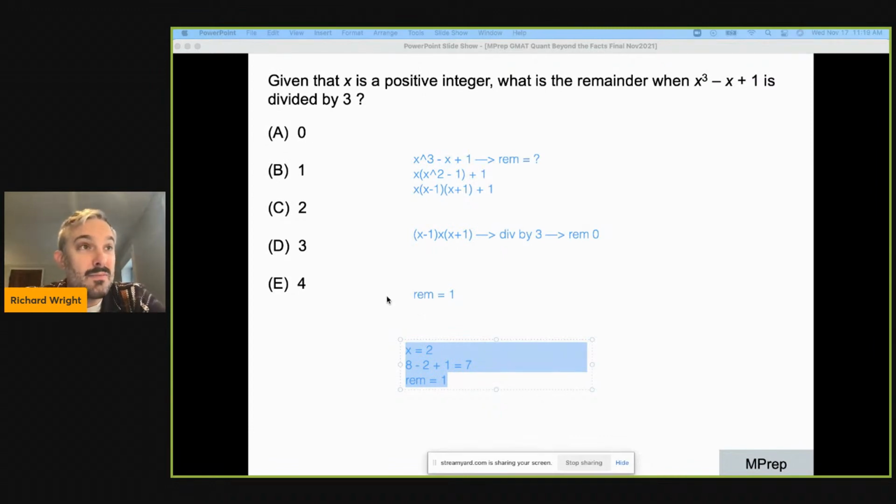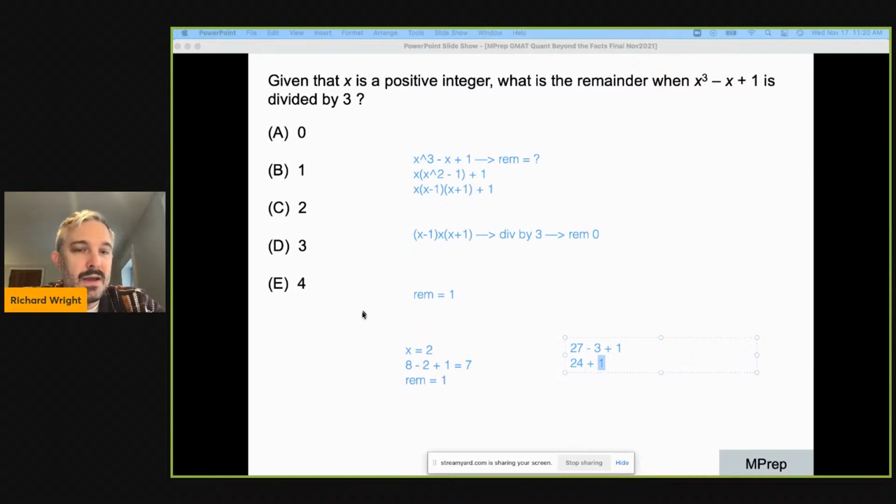So this is a great problem to illustrate why. Someone just asked, what if you picked 3? It would still work. So if you pick 3, I'll do this really quickly. 3 cubed is 27, minus 3, plus 1. Well, 27 minus 3 is 24. 24 is divisible by 3. When you divide by 3, you're going to have a remainder of 1. Doesn't matter what number you pick, as long as it's a positive integer, because they tell you x has to be a positive integer.